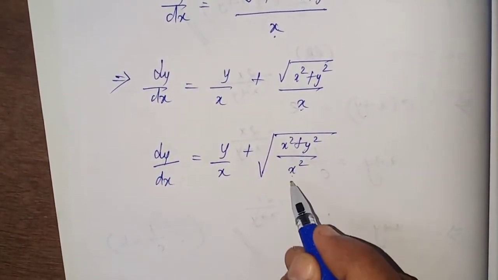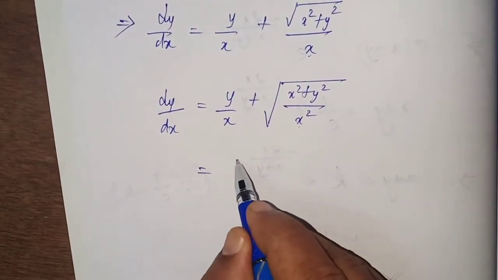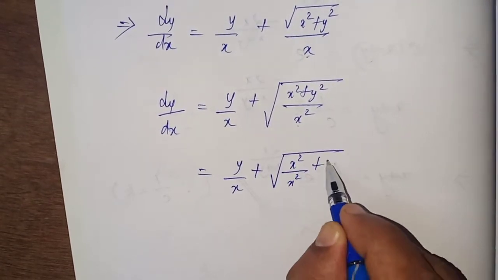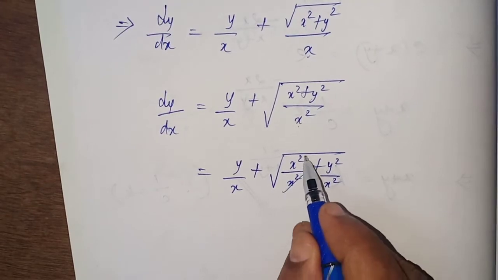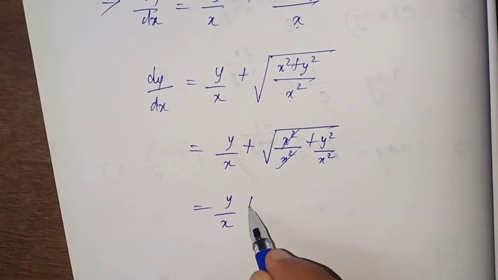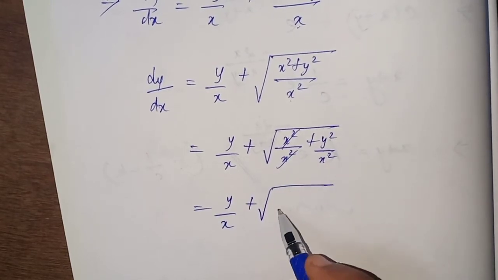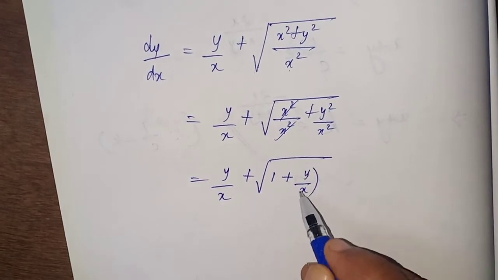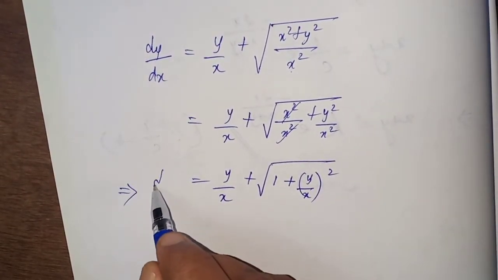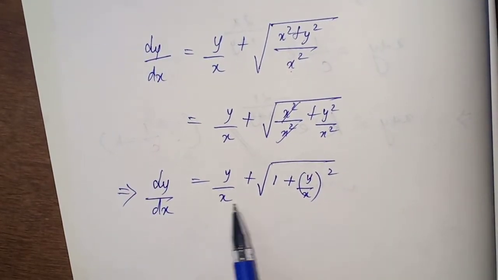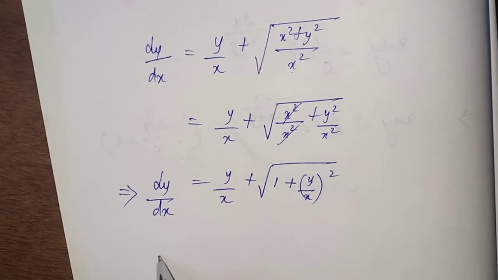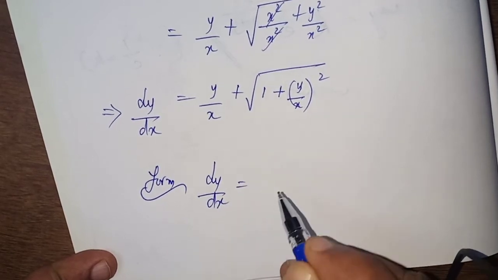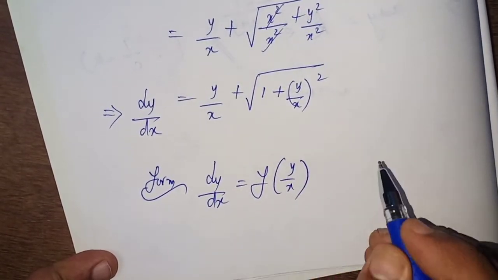We can separate now: x square by x square, y square by x square. That's why I have written y by x plus root of x square plus y square by x square. x square cancelled, so you can write 1 plus y squared by x squared, that is y by x the whole square. In the left hand side we have dy by dx. Look at that, y by x here, and here also y by x. So you can write the form: dy by dx is a function of y by x.